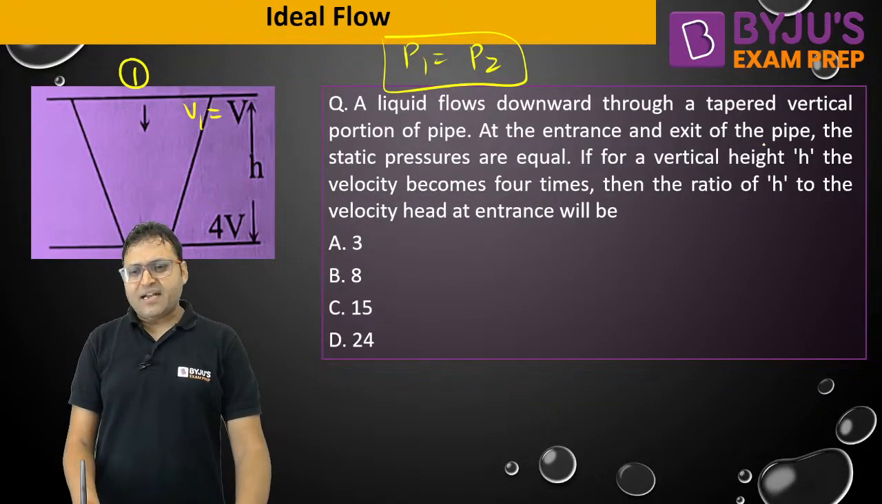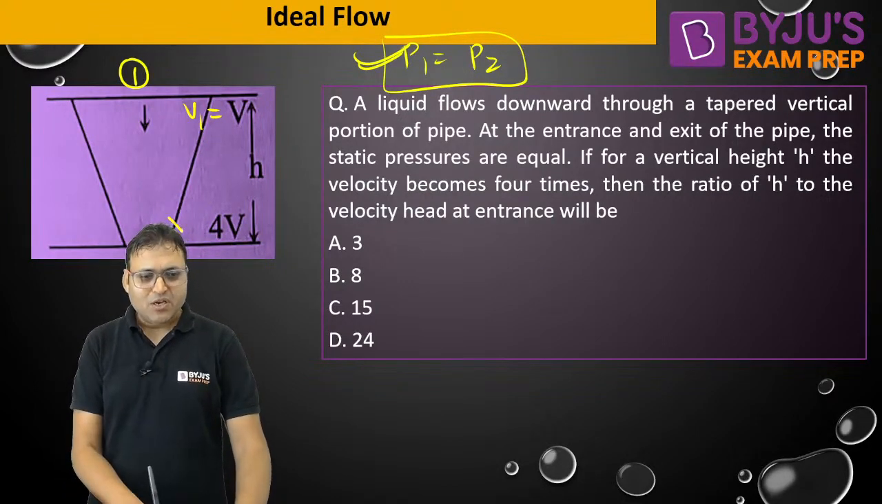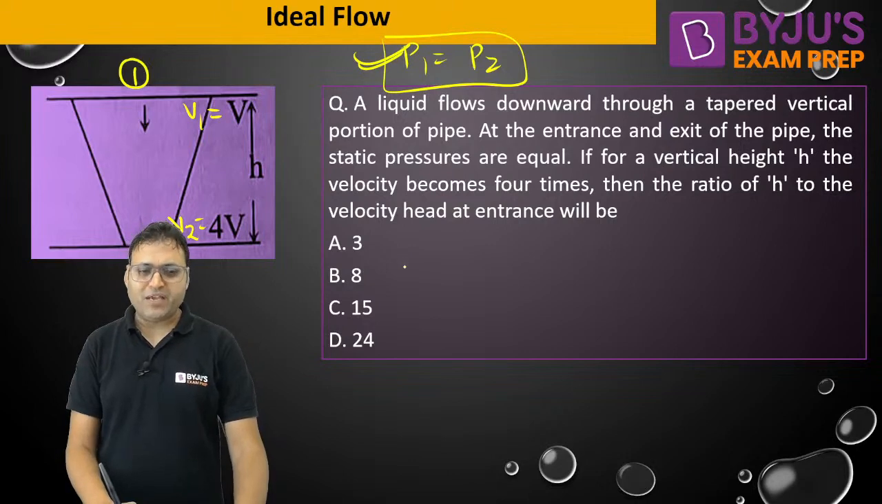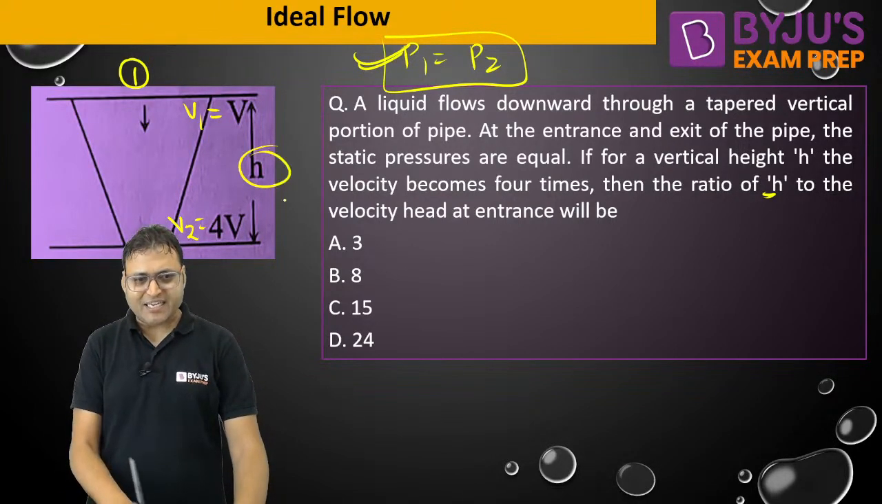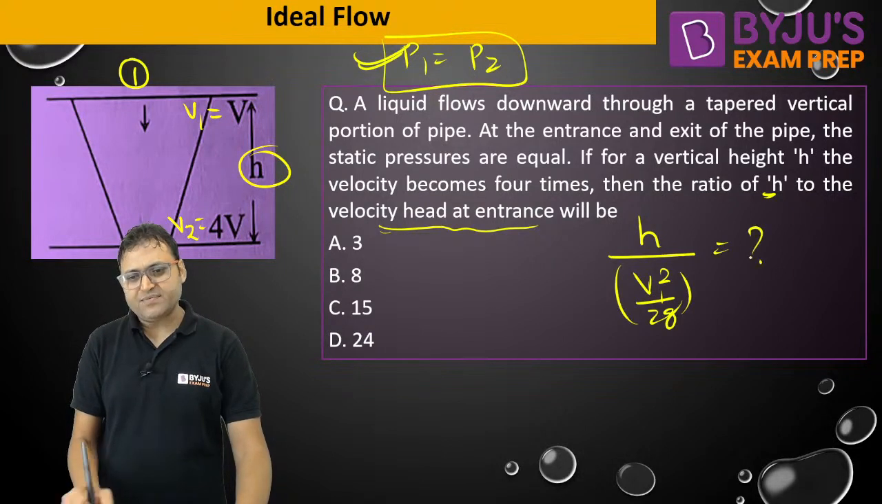So at the entrance and exit of the pipe, the static pressures are equal, P1 and P2. If for a vertical height h, the velocity becomes 4 times, V2 becomes 4 times of V1, that is 4V. Then the ratio of h, the distance, to the velocity head at entrance. What do we want? H upon V1 square by 2G is required.